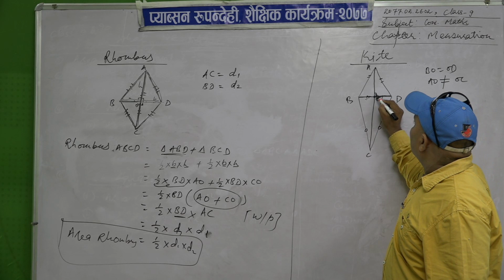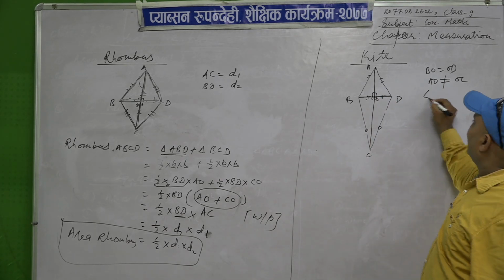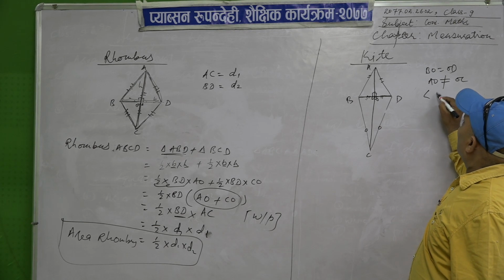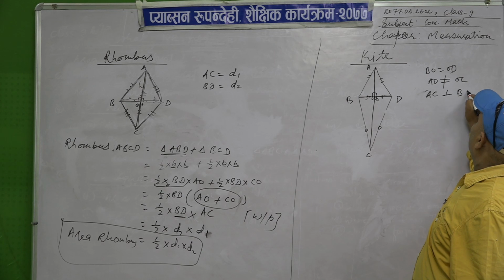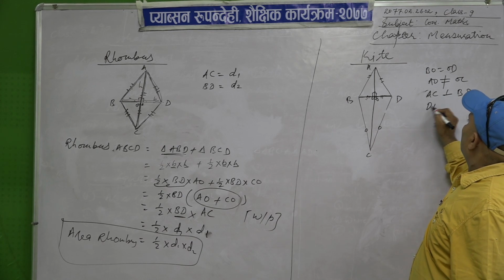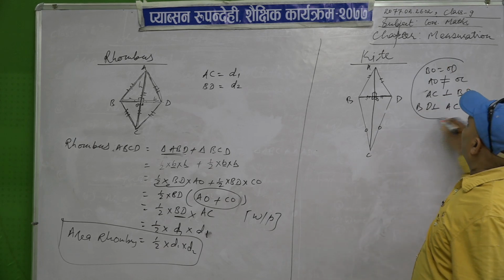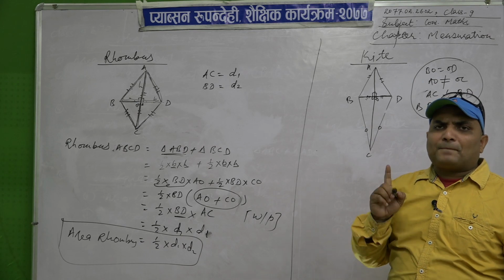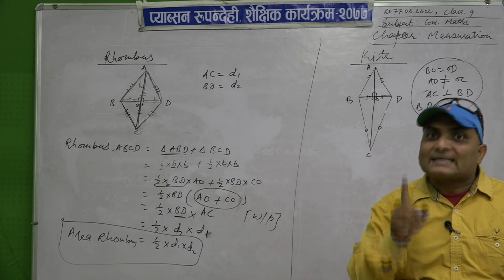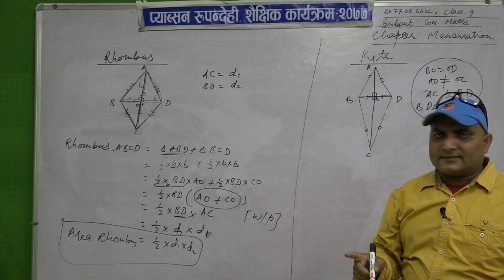Also, these two diagonals meet here at 90 degrees, meaning AC is perpendicular to BD, or BD is perpendicular to AC. This is one property of a kite: the bigger diagonal bisects the smaller diagonal at 90 degrees, whereas the smaller diagonal does not bisect at 90 degrees.